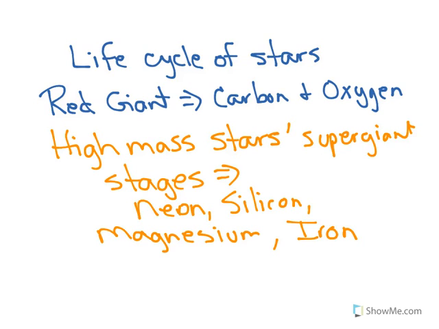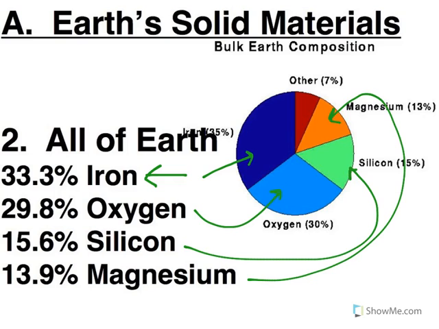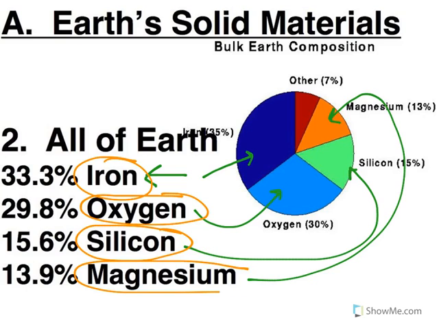And so you can see that the materials that make up the Earth, iron, there's our core that we stop with in the supergiant stages. Oxygen, we get that from the red giant stage. Silicon, we get that from a high mass star supergiant stage, as well as magnesium.